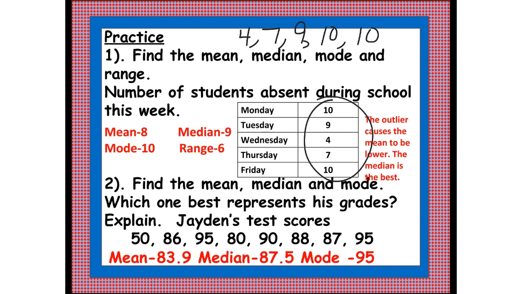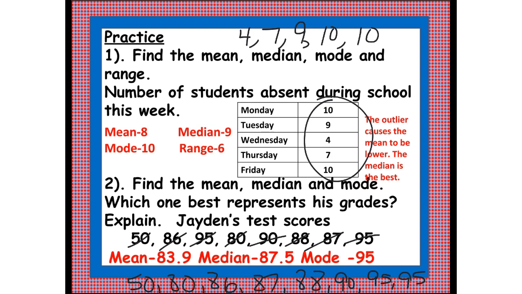On number 2, it says find the mean, median, and mode. Which one best represents his grades? Explain. And it gives Jaden's test scores. So you had to take his test scores and put them in order. And so we have 50, and then we have 80, and then we've got 86, 87, 88, 90, 95, and 95. And so once you put them in order, you can go about answering the questions.